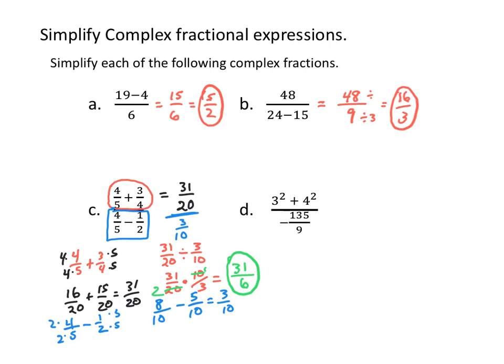All right, let's try problem D. In the numerator, we have 3 squared plus 4 squared. All right, well, let's do the math. 3 squared is 9, 4 squared is 16, 9 plus 16 is 25.